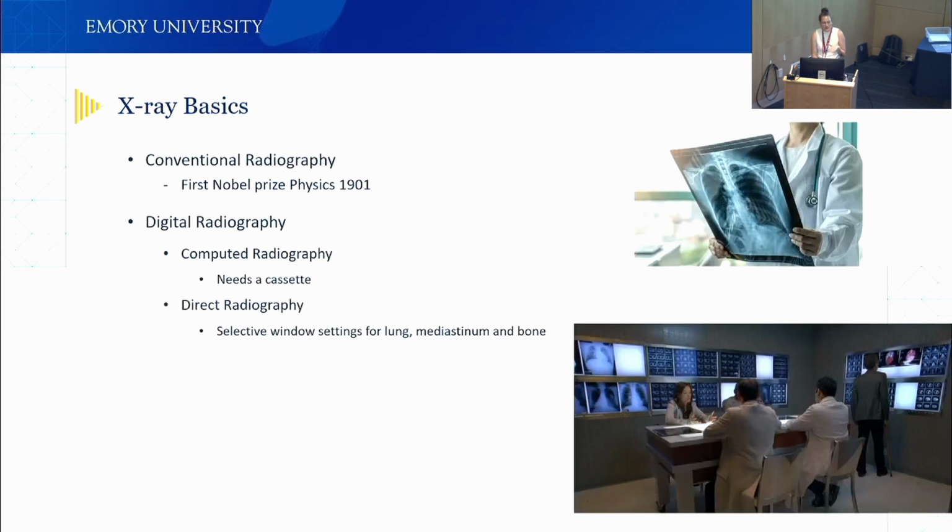We started with conventional radiography on film, and I'm sure some of you have seen this in movies where they walk around with these nice pictures in hand and put them on a light board. A lot of the things we see in X-rays today stem from that time. Now we do digital radiography, so we don't walk around with pictures, and we don't have to make them in a dark room, it's all digital. You have computed radiography, which needs a cassette and then you move it. Most of what we do now is direct radiography, which is convenient. You have different window settings depending on what you want to look at, and it's all digital.